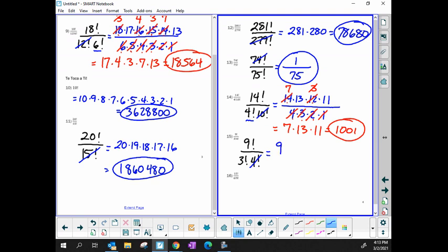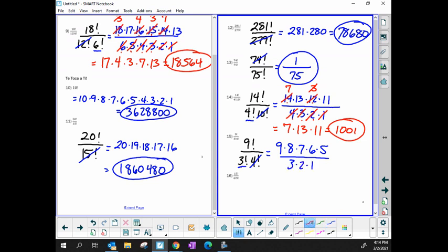to 1. So what's going to be left on top? Well, a 9, an 8, a 7, a 6, and a 5. Because the 4 factorial, like 4 all the way down to 1, got canceled out by that 4 factorial on the bottom. But we're not done because we still have this 3 factorial on the bottom. 3 times 2 times 1.